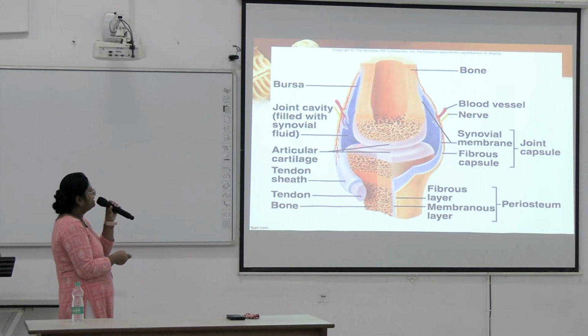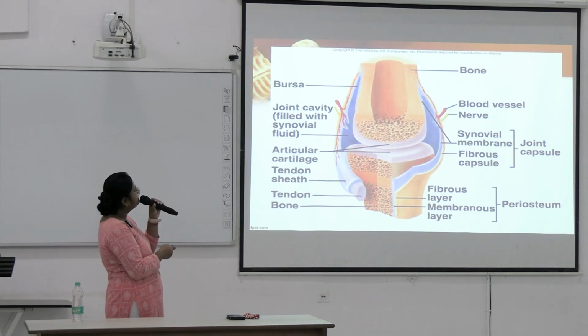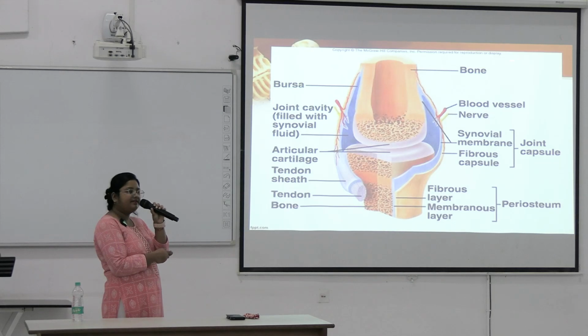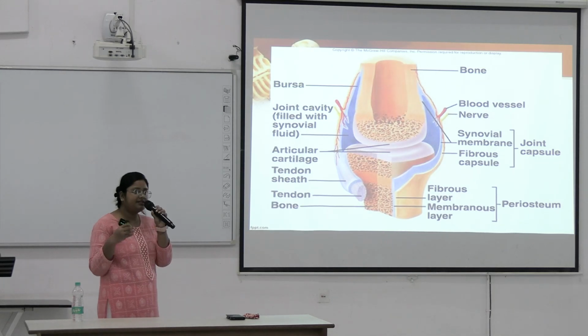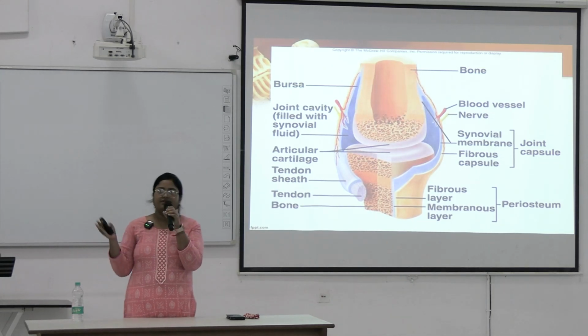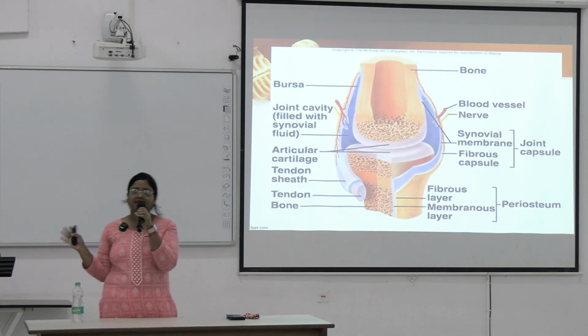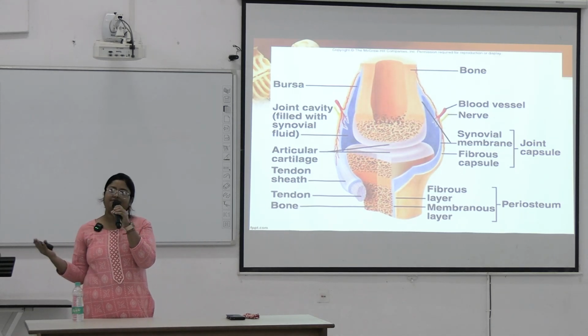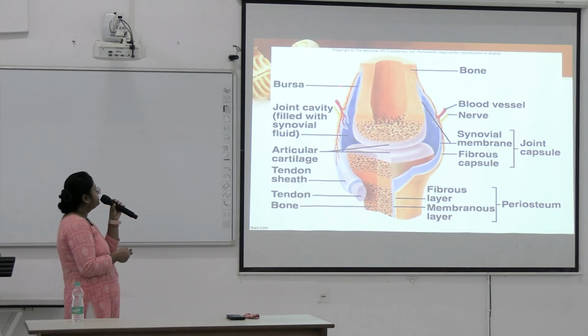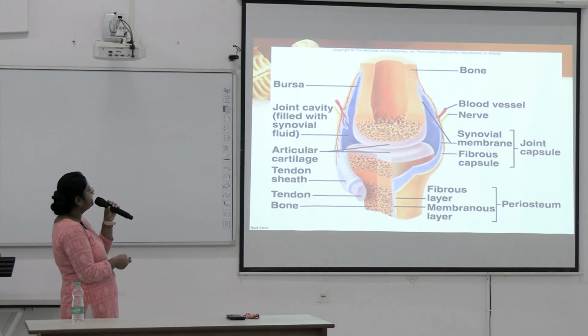And this is bursa. Bursa is an extension of this synovial cavity and it prevents friction between two bones or friction between bone and muscle. Okay, it provides a cushioning effect. So that is one picture of the bursa.